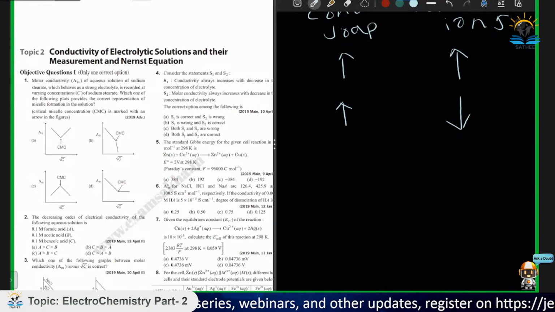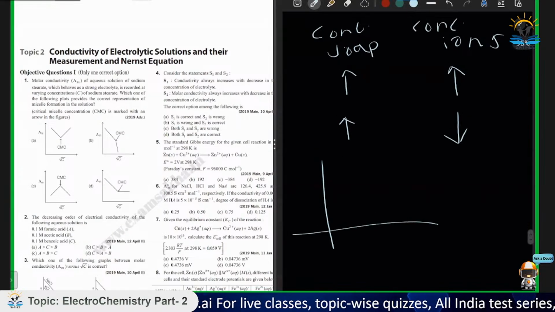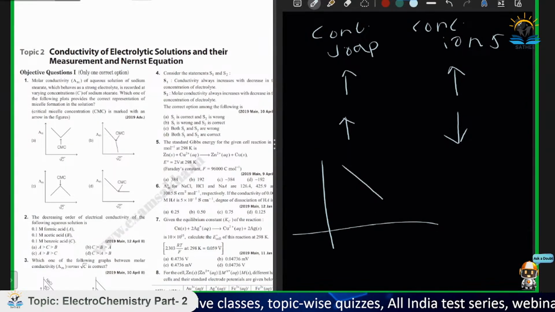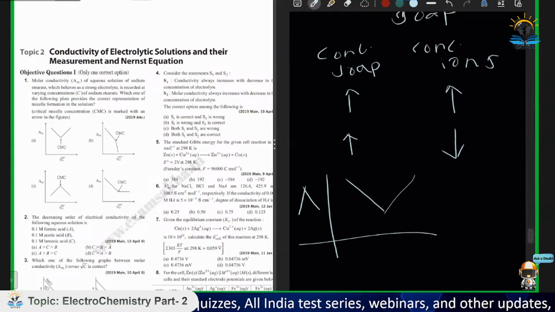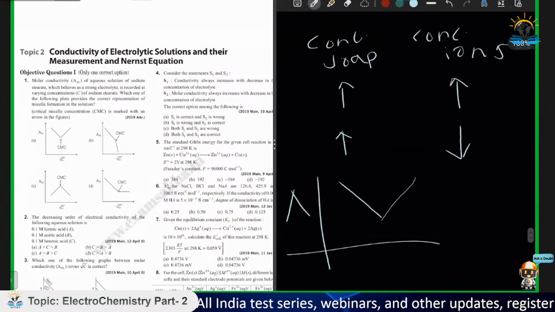Your molar conductivity, when you are looking at conductivity and molar conductivity in the loss, like if concentration decreases, conductivity decreases, and molar conductivity increases. That's for the concentration of ions. So here, first your concentration of ions is increasing and your molar conductivity decreases. So the graph is like this. Then your concentration of ions is decreasing, so your molar conductivity increases, so the graph is as simple as such.